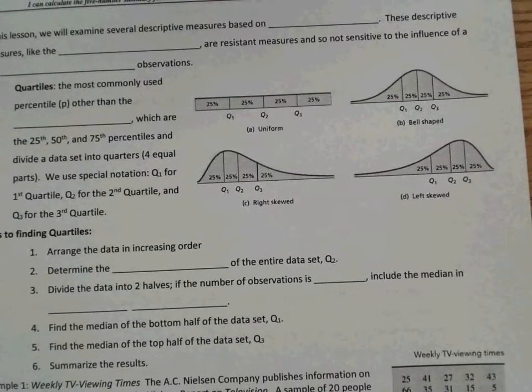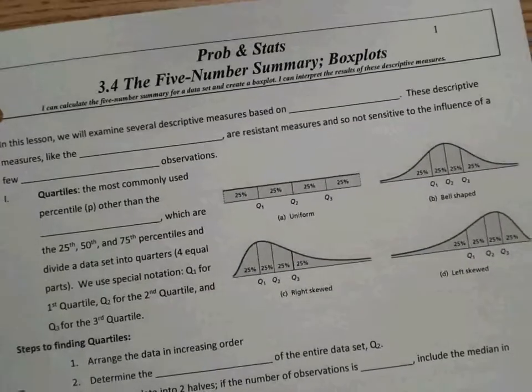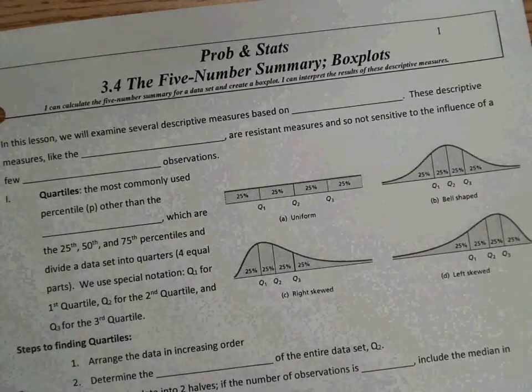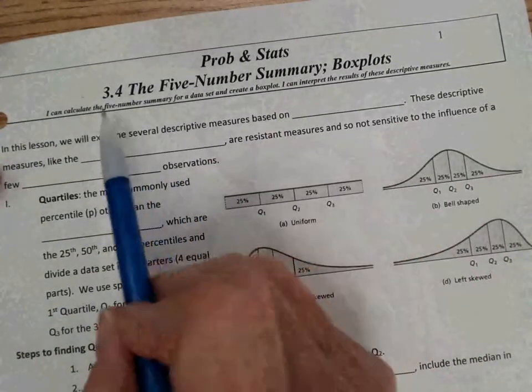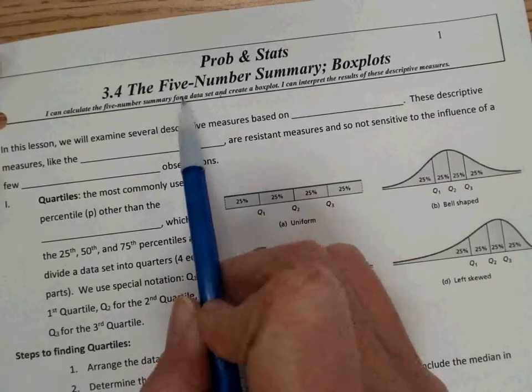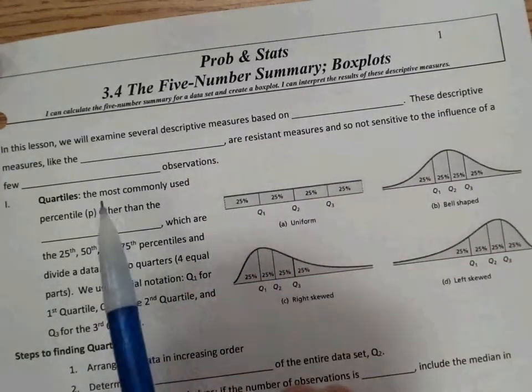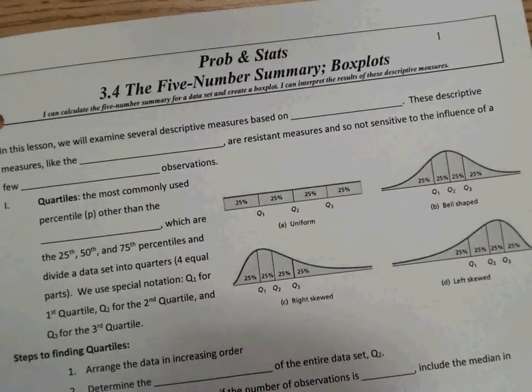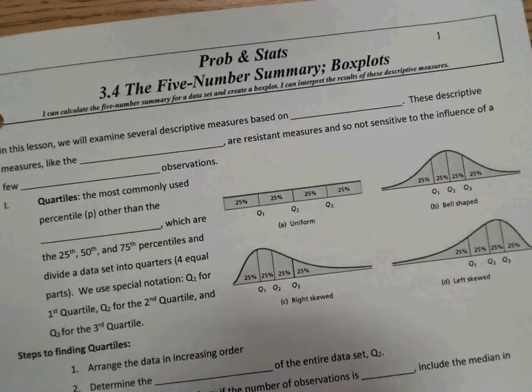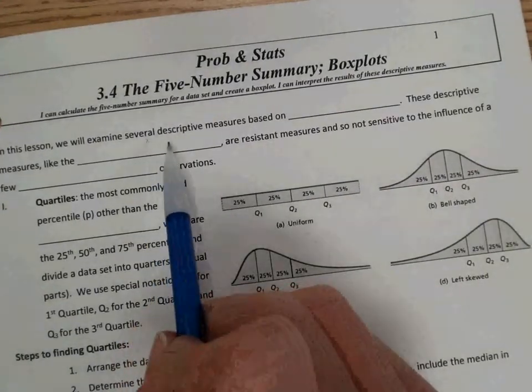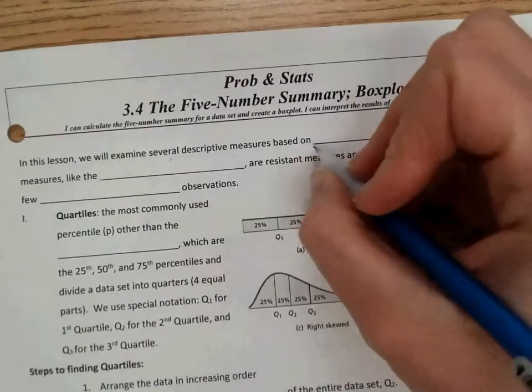Today's notes are lesson 3.4, the five-number summary, boxplots. The goal today is to calculate the five-number summary for a data set and create a boxplot, and to be able to interpret the results of these descriptive measures. So in this lesson, we will examine percentiles. We will examine several descriptive measures based on percentiles.